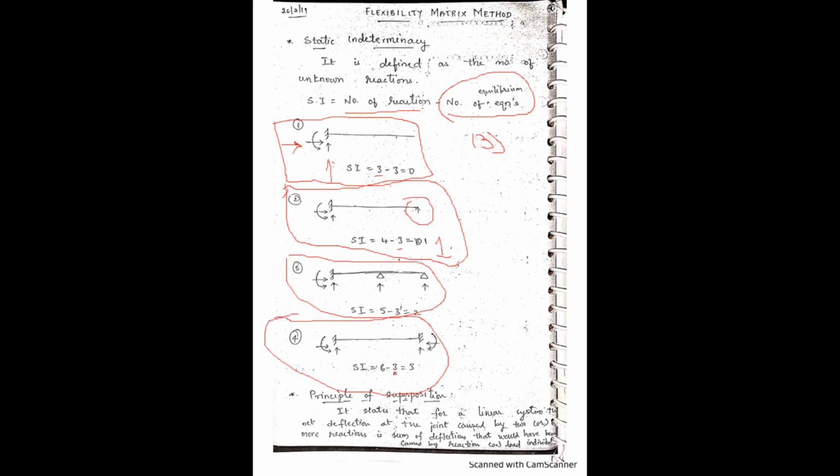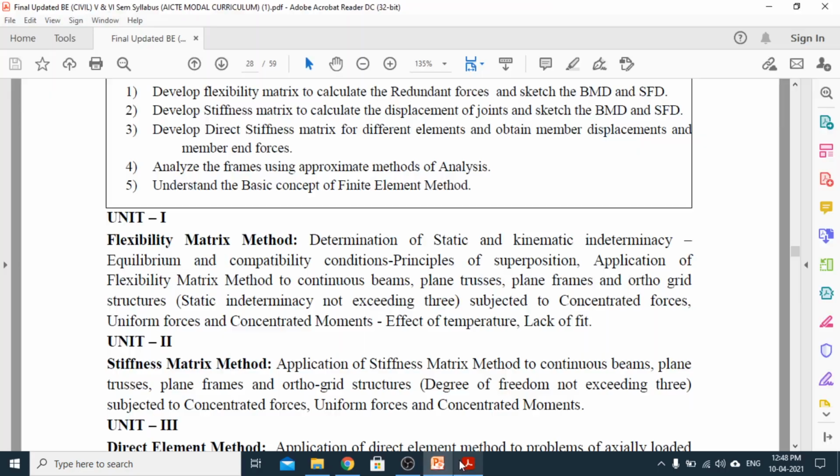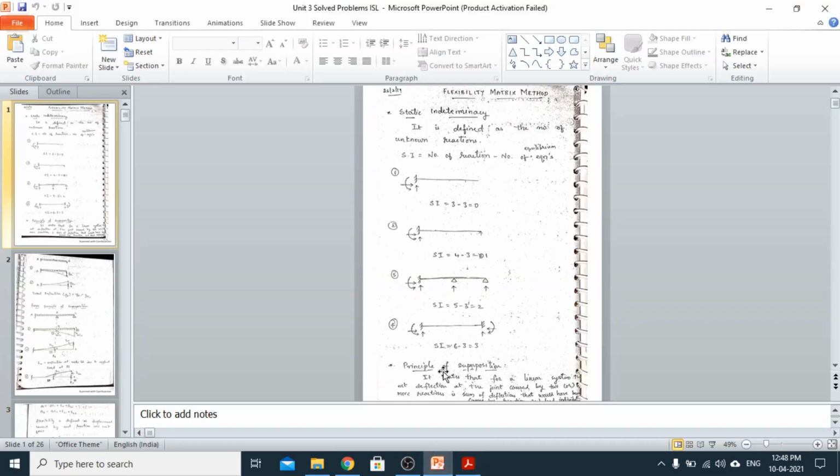static indeterminacy not exceeding 3. Okay, we have seen static indeterminacy not exceeding 3. That means the static indeterminacy of the structure should be 3 only. Okay, this is the limit of the problems. Able to follow? So these type of problems we'll be studying in flexibility matrix method.